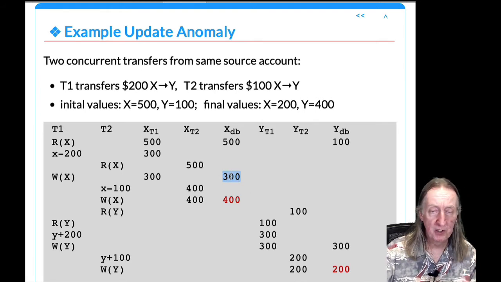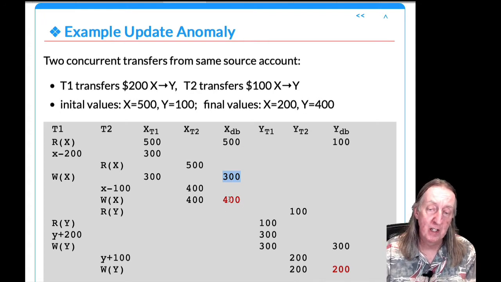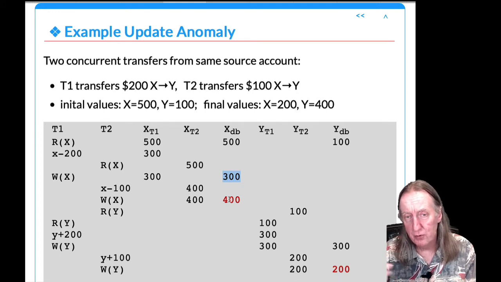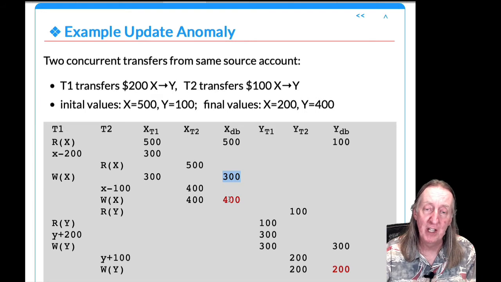It was supposed to reduce the value of X by 100, by 200, sorry, which it did, and then wrote that out. But then T2 came along and overwrote that value with its version of a modified X. Okay, so that's a problem. The two decrements on X, of 100 and 200, have resulted in an overall decrement of X of 100. Doesn't make sense. Right, so let's have a look at Y.